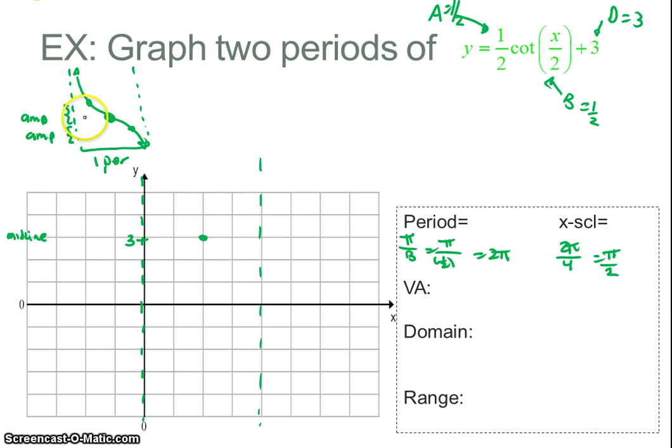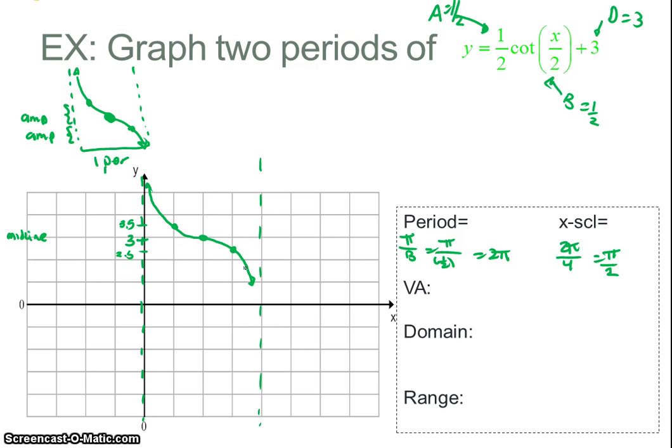And then I'm going to go left 1 box and up the amplitude. So I'm going to go left 1 box and up the amplitude, which is 1/2. And then from the middle, I'm going to go right 1 box and down the amplitude. So I'm going to mark those values 3.5 and 2.5. And it's really, really squashed, but I'm going to do my best to do some sort of upward facing curve and some sort of downward facing curve for tangent or cotangent.